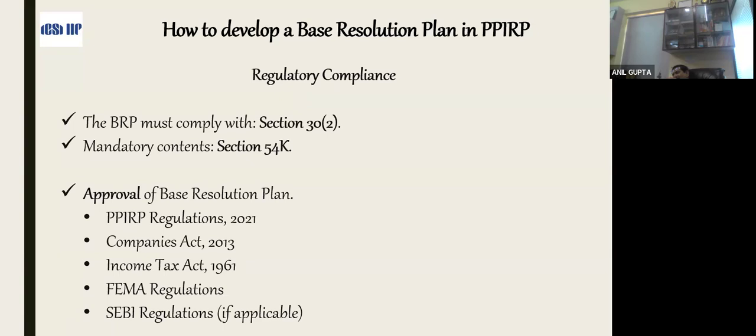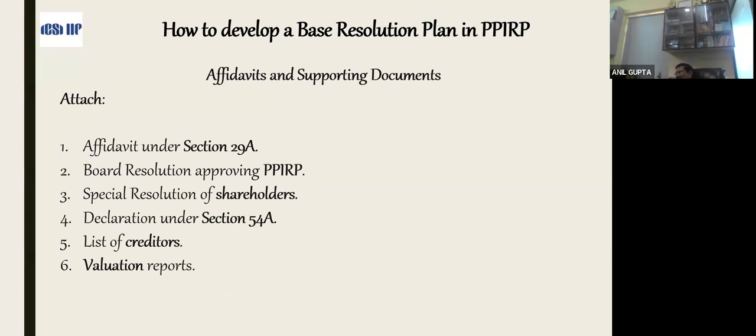So, the base resolution plan must follow the PPIRP Regulations 2021, the Companies Act, Income Tax Act, FEMA regulations and SEBI regulations, if at all they are applicable. So once the base resolution plan is finalized under the PPIRP regulations, whatever other Acts are relevant to this process also have to be fulfilled. Affidavits are also given in the base resolution plan and supporting documents.